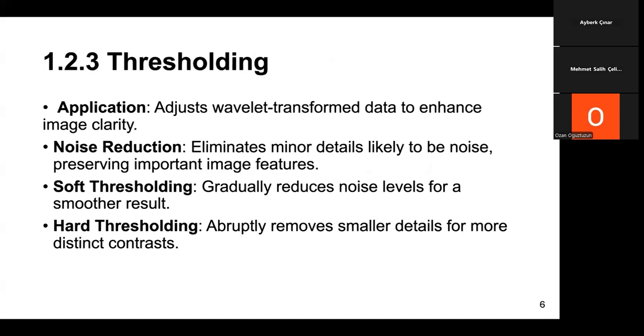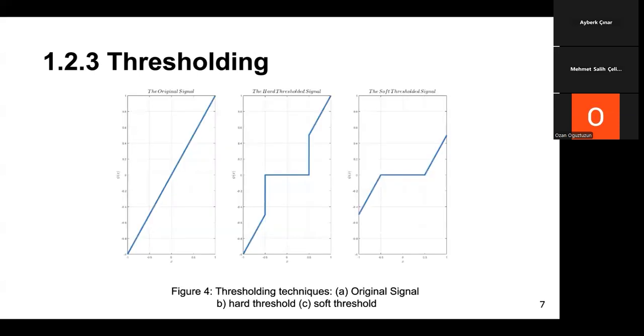Next, we apply something called thresholding to the wavelet transformed data. This is where we tweak the data a bit, reducing the tiny details that are probably just noise, while keeping the big important details that represent crucial parts of the image. We use two methods there: soft thresholding, which gently reduces noise levels, and hard thresholding, which cuts off the smaller details more abruptly. As you can see, the image illustrates three types of signal thresholding techniques: the original signal, hard thresholded signal, and soft thresholded signal.